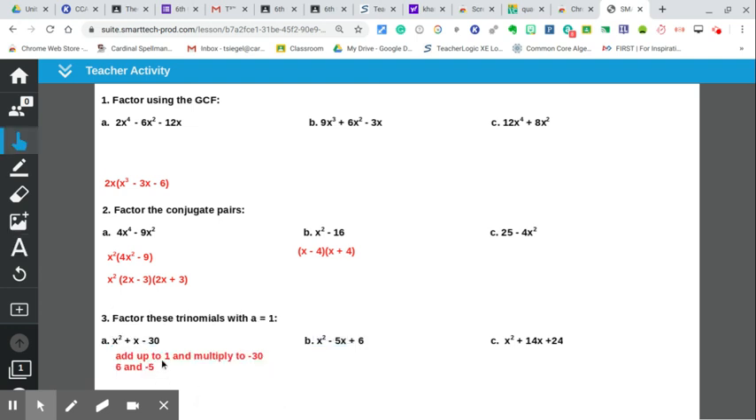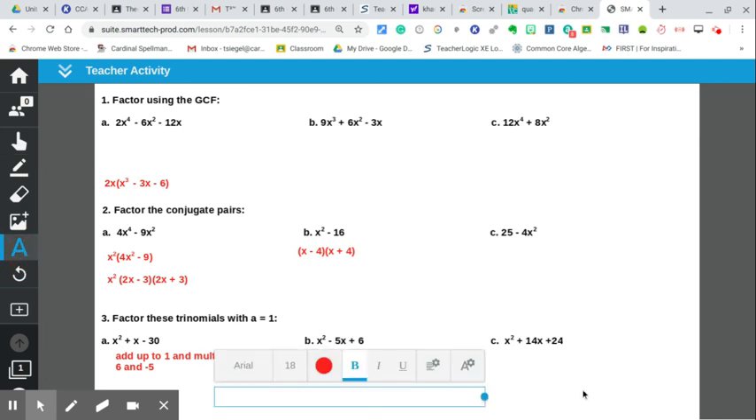So again, these factor into two binomials. And I'm going to put it over here. All right, so this becomes x plus 6 and the other factor is x minus 5.